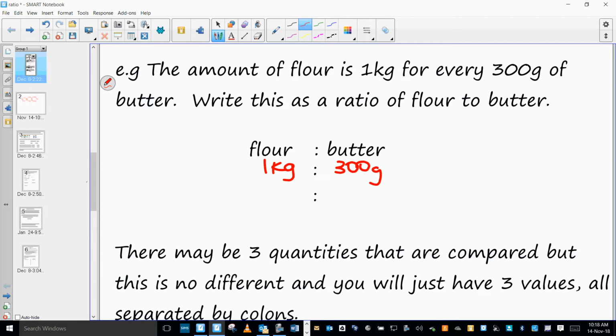So what would I change this left-hand side to be? You have to multiply it by 1,000. Okay, so I've got 1,000 grams and 300 grams. As soon as you now have the same unit, you can drop the unit. If you left it, that's fine. But I'm just saying, if you don't see a unit there, it means that they are representing being in the same unit. And then maybe three quantities compared.